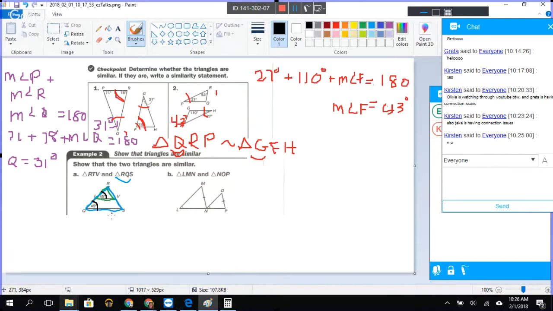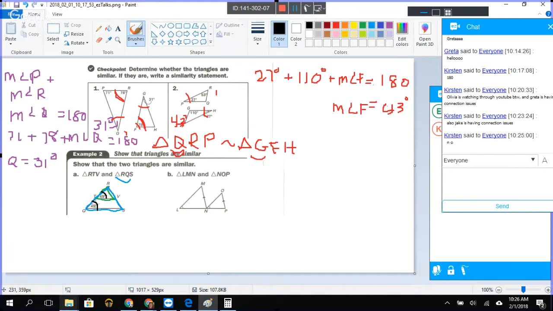What about another angle? What other angle could we use? What about angle R at the top? They both share angle R. So does angle R equal angle R? For sure, right? That's just kind of a given. Angle R equals angle R. So we have two, and that's the reflexive property.